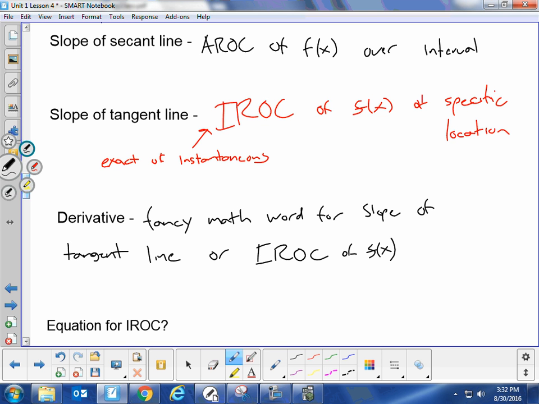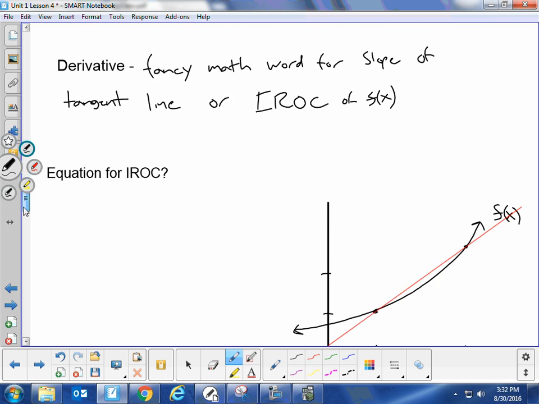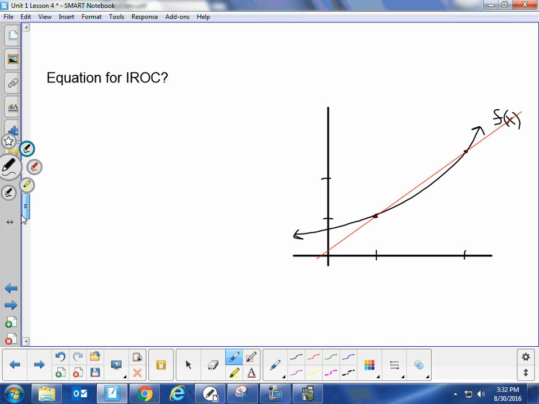By taking 2 points and making them infinitely close together, instead of talking about an average rate of change, we have an instantaneous rate of change. Instead of having a secant line, we have a tangent line. Let's go ahead and figure out how we can find this tangent line, some equation for this instantaneous rate of change.